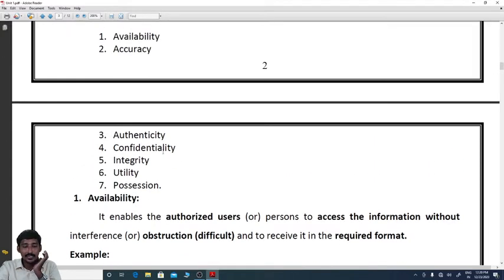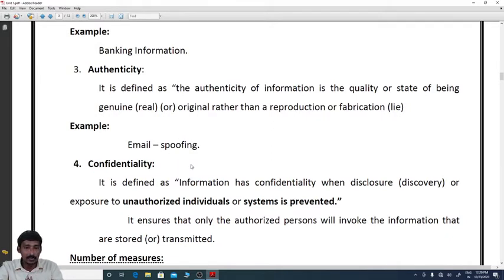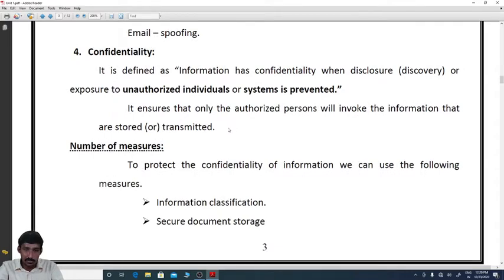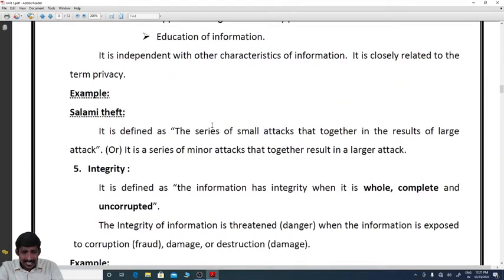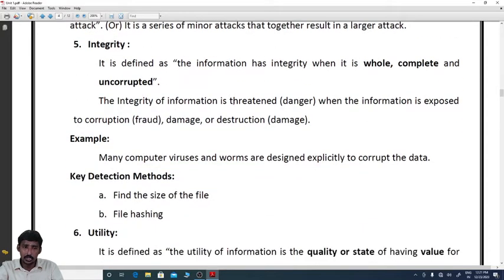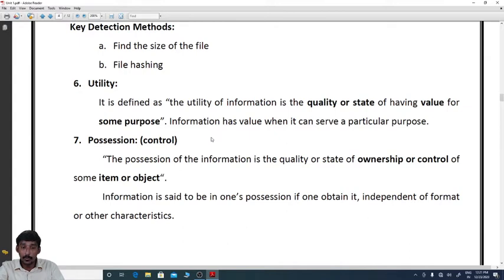The third one is authenticity. It means only the authenticated user is able to access the information. And confidentiality means that we can't disclose any information to unauthorized users, so we need to provide different security procedures like encryption and decryption methods. The next one is integrity: whole, complete and uncorrupted. Utility means it has some special value. And possession means the quality or state of information being controlled, in order to avoid unauthorized modification of information. These are the important characteristics that need to be maintained for your information.